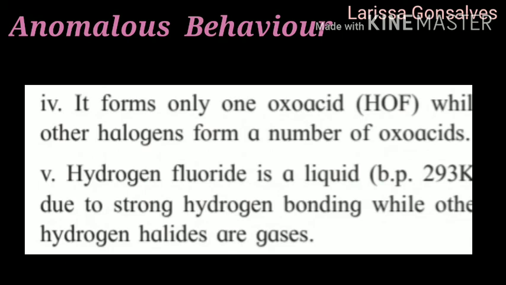Fluorine forms only one oxoacid, that is HOF, while other halogens form a number of oxoacids. Oxoacids are the acids which contain oxygen. Hydrogen fluoride is a liquid which has a boiling point of 293 Kelvin due to strong hydrogen bonding, while the other hydrogen halides are gases. So hydrogen fluoride is a liquid and other hydrogen halides are gases.